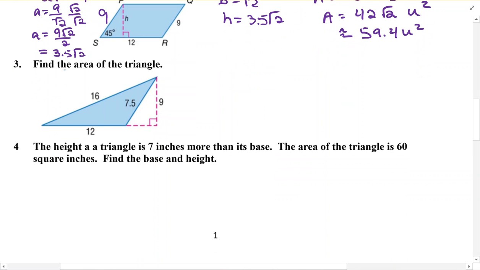For the triangle, we're only looking at the blue area, but the height of a triangle can lie outside of the triangle. So here our base would be 12 and our height would be 9. So area equals 1/2 base times height. So area equals 1/2 times 12 times 9. So area would equal 54 units squared.